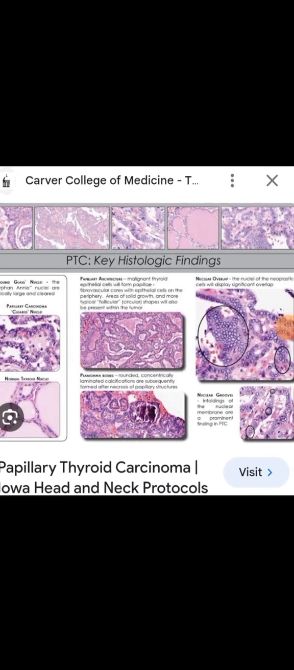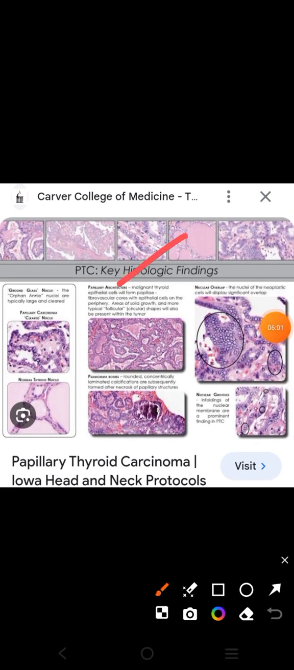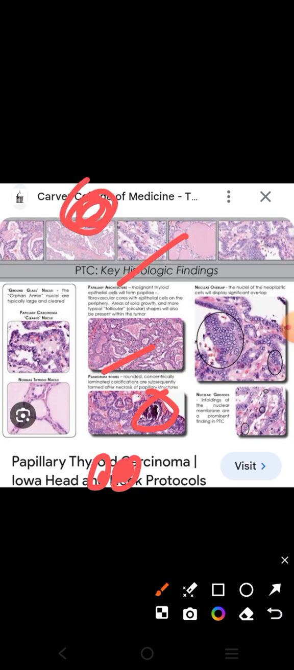Then you can also take a screenshot of this slide. Key histological findings. Number one is papillary architecture. Number two is psammoma bodies, as I showed you in the first slide, something dark like structures. These were concentrically arranged calcified structures. Next, nuclear overlap, which I have also shown you. Nuclear grooves, we have done with it. And then ground glass nuclei.